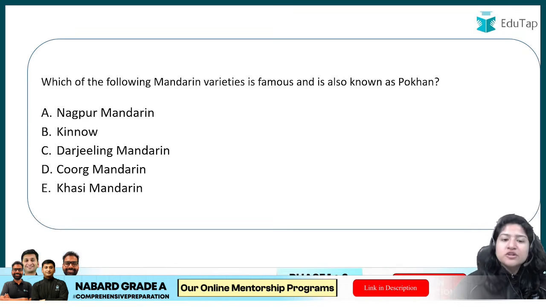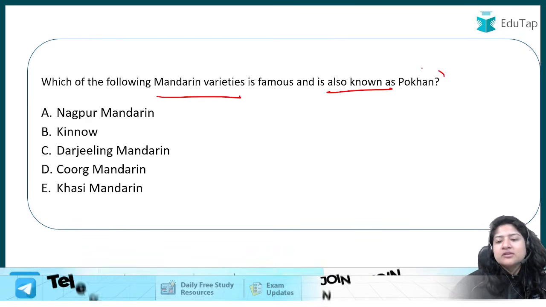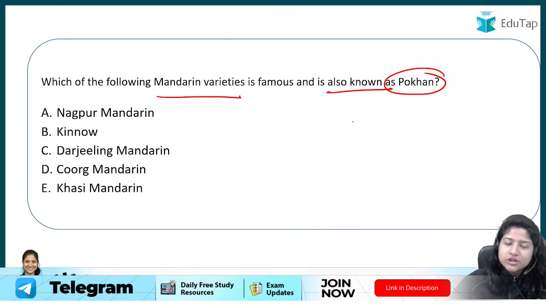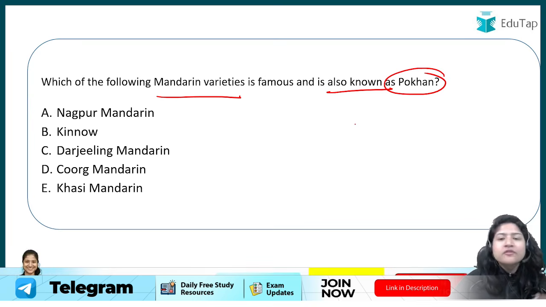ठीक है. Which of the following Mandarin varieties is famous and known as Pokhan? Now, this is out of your syllabus. वैसे तो you can link it to plantation and horticulture crops, but as of now, it has never been seen that the institute is asking for varieties.